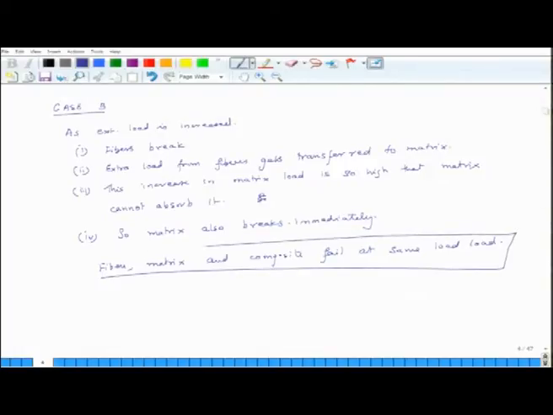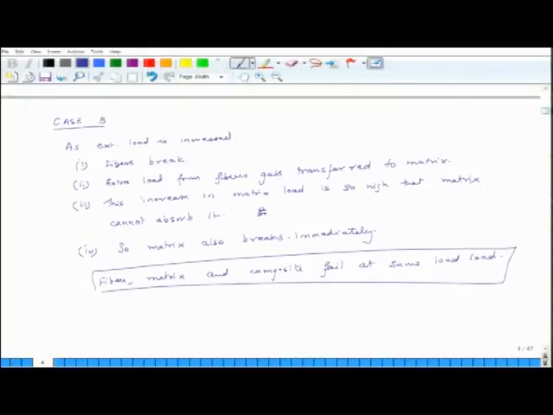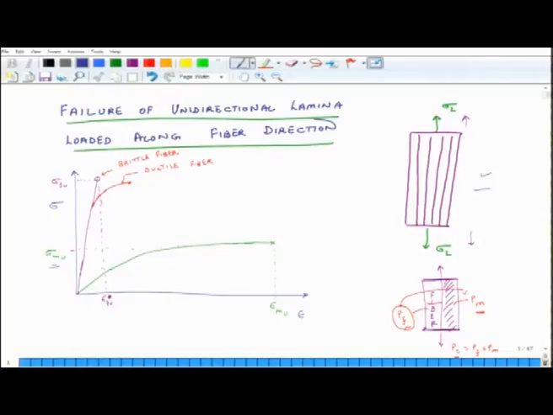This is the condition. Fibers, matrix and composite fail at the same load, or I will say at the same strain level. I will not call it load, it can create confusion. They fail at the same strain level. Okay. So, look at this. In this case the fibers, the matrix and the composite, they fail at the same strain level.